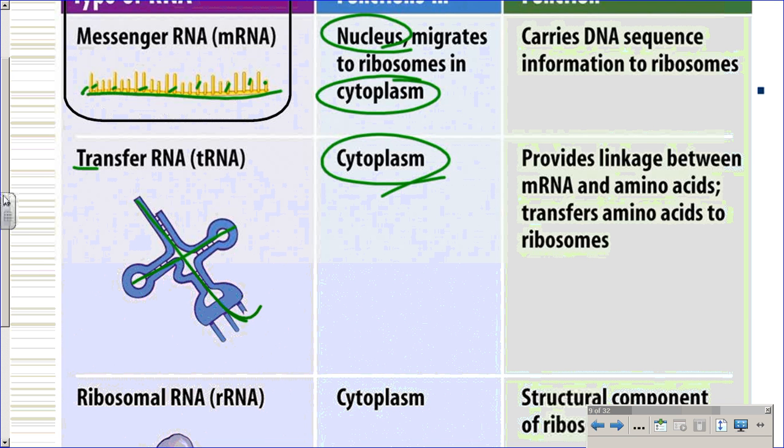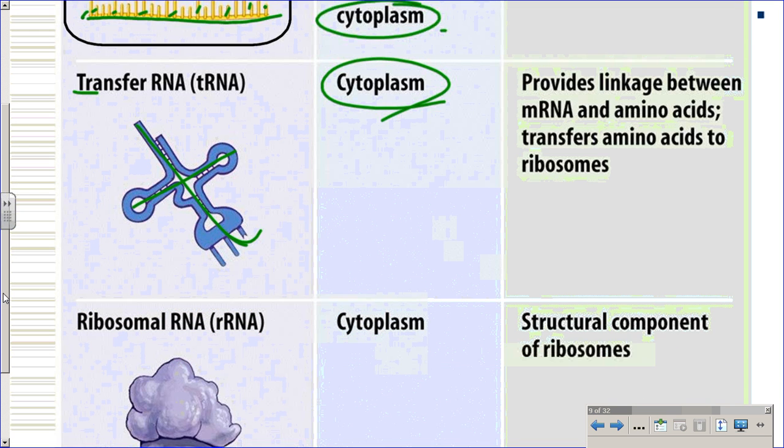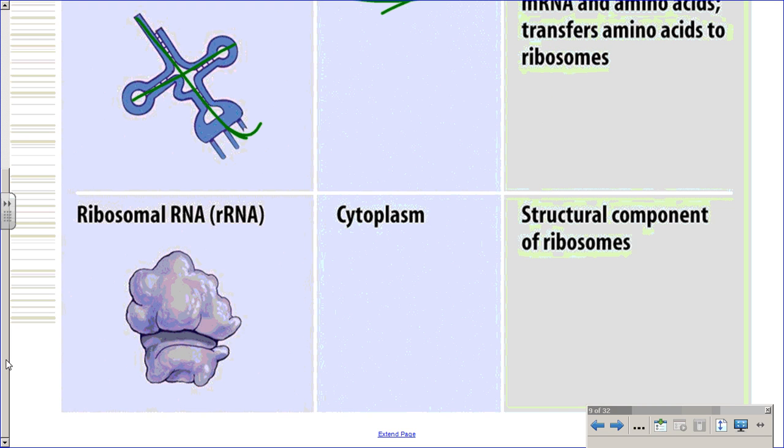I said that you can find it in the nucleus and the cytoplasm. So if I asked you what type of RNA you could find in the nucleus, the only answer would be mRNA, because that's the only one that has the ability to go through the nuclear pores. tRNA is working with transferring stuff, we'll get to that shortly. rRNA, guess where it's found?